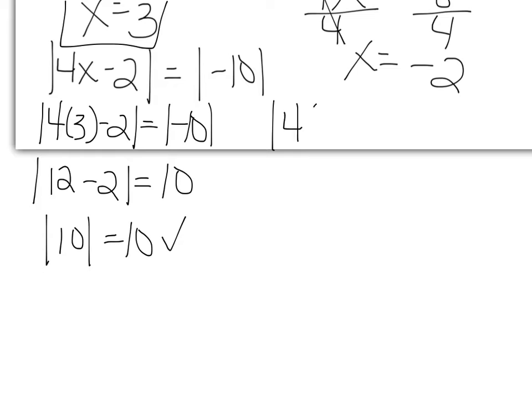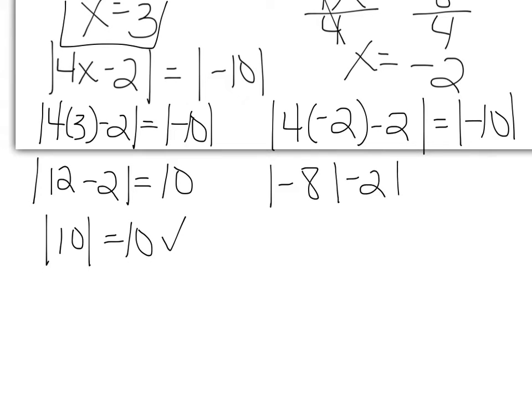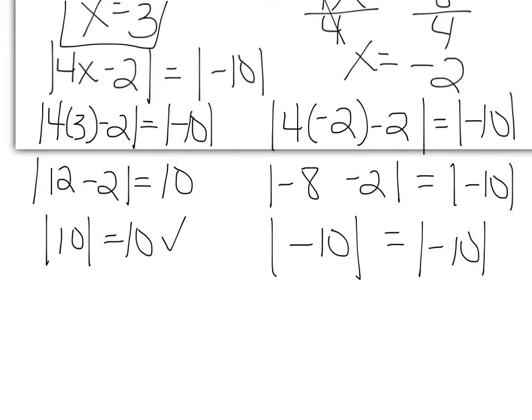Over here you have the absolute value of 4 times negative 2 minus 2 is equal to the absolute value of negative 10. 4 times negative 2 is negative 8 minus 2. Negative 8 minus 2 is negative 10. The absolute value of negative 10 is equal to the absolute value of negative 10. That is true. So you have 3 and negative 2 as good answers.